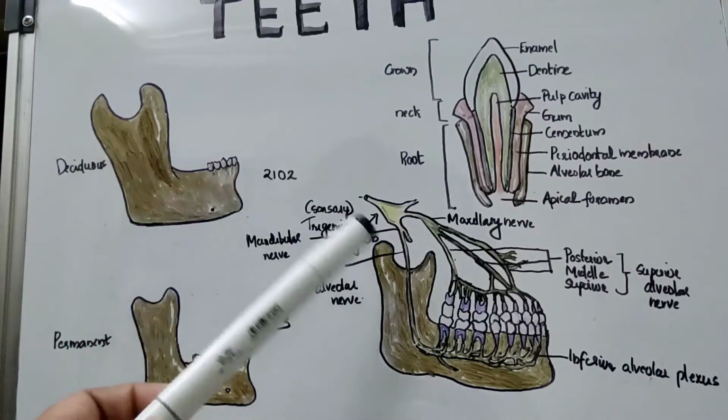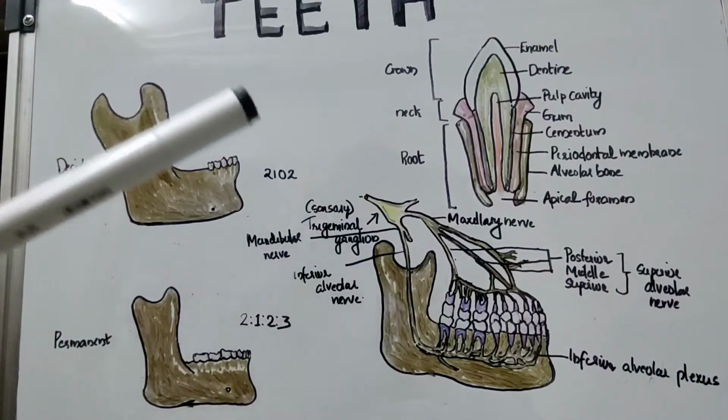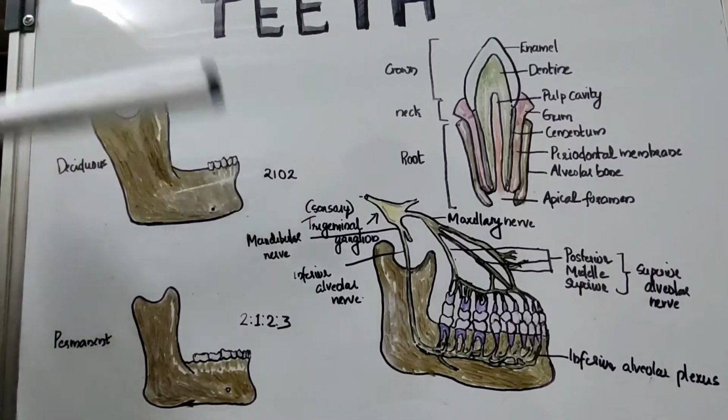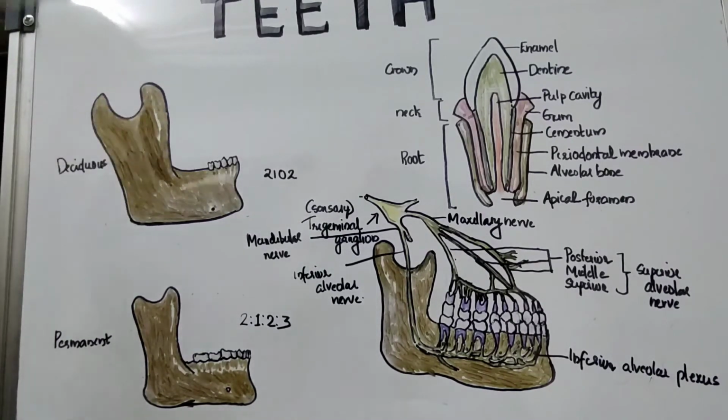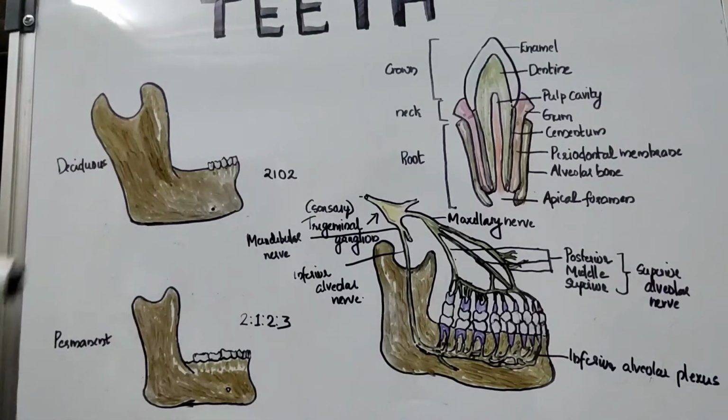Now we will discuss the eruption of the deciduous teeth, that is, the milk teeth. They erupt by the 6th month and complete eruption by about 2 years. The teeth of the lower jaw erupt slightly earlier compared to the teeth of the upper jaw.